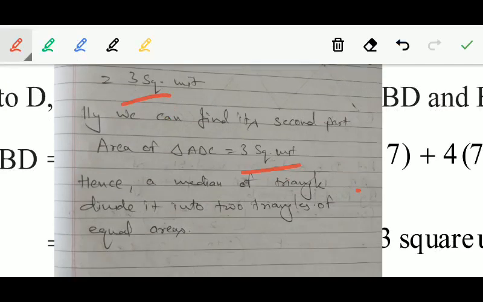With this question our 7th chapter is finished, and students, you should do the written practice of all the exercise questions again and again.